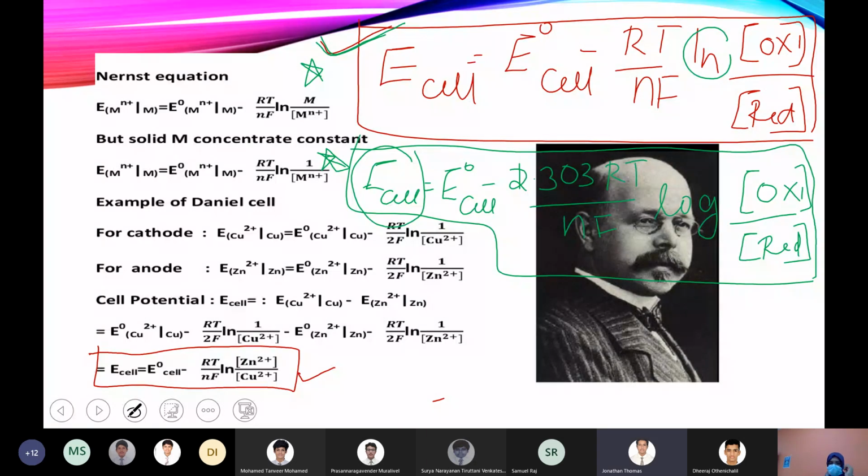Ma'am, why is Zn2+ coming on top and Cu2+ at the bottom of the denominator? That's what the derivation over here told you. Cell potential means E cathode minus E anode, right? So if you apply the individual equations of cathode and anode, after doing everything, the final format will be like this. If you have time, try to do that derivation. The two negatives will become positive, so it will come up when you take the negative out. Okay, ma'am.